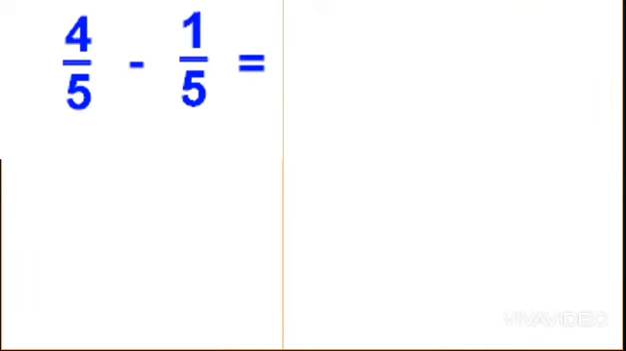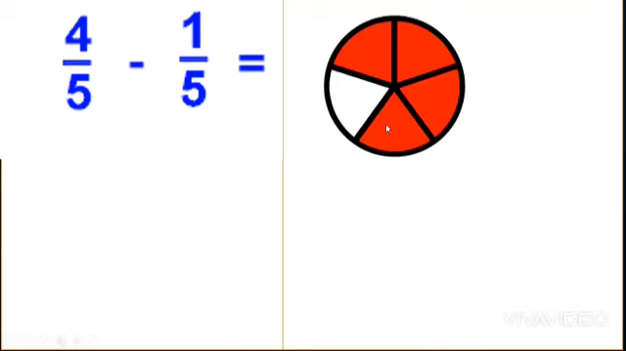Let's try another example using subtraction. So here I have 4/5 minus 1/5. So I'll first need to draw a diagram that represents my 4/5. Here I have a diagram that's cut into 1, 2, 3, 4, 5 parts, and we have 1, 2, 3, 4 parts which are shaded, which represents my 4 parts out of the 5 parts.